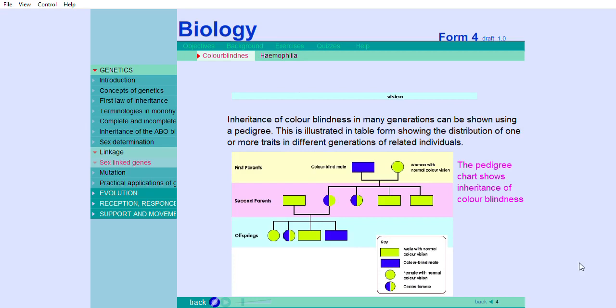Inheritance of color blindness in many generations can be shown using a pedigree. This is illustrated in table form, showing the distribution of one or more traits in different generations of related individuals. The pedigree chart shows inheritance of color blindness.